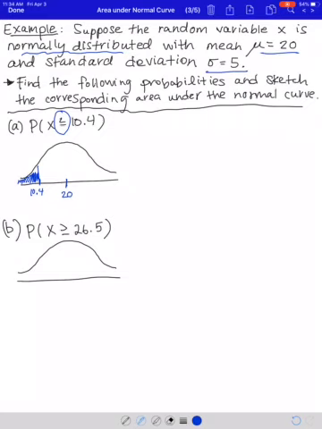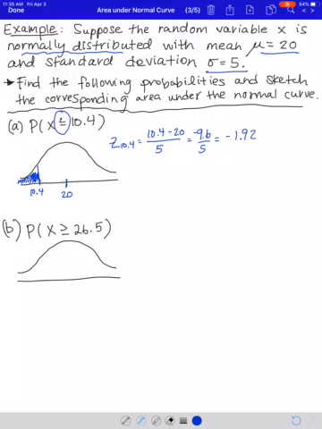And in order to do that, we need to convert into a standard normal distribution. So I need to find the z-score of 10.4. So using our formula, we'll get 10.4 minus the mean 20 divided by the standard deviation, which is 5. And so what does this give us? 10.4 minus 20 is negative 9.6. Divided by 5 gives us a z-score of negative 1.92.